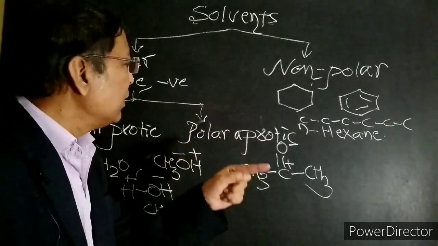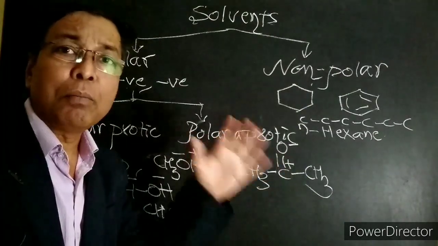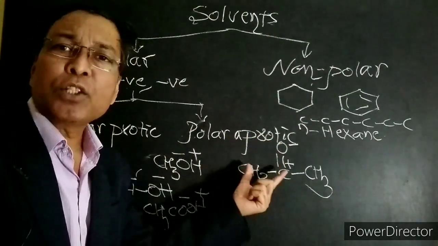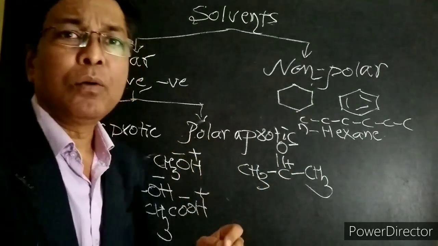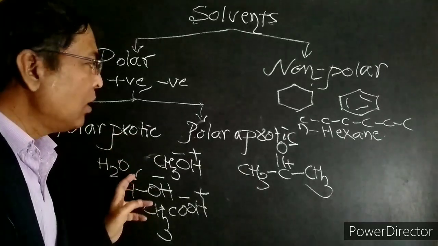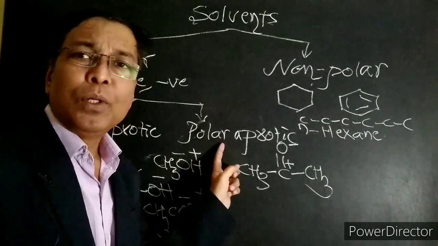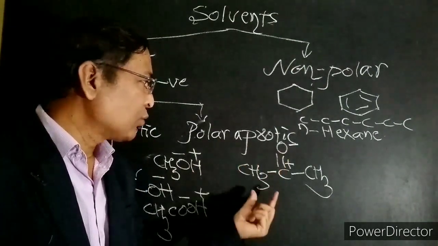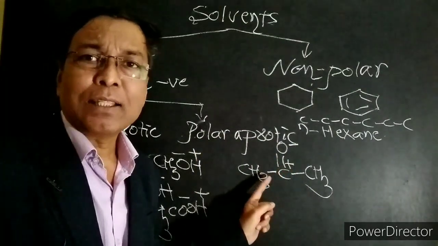And when the polar aprotic solvent is used in the reaction, that reaction must follow the SN2 reaction mechanism. So these are the hints, these are the tricks we should remember. Polar protic solvent, SN1 reaction. Polar aprotic solvent, SN2 reaction. We should know the list of polar aprotic solvents. That helps us to guess the reaction is an SN2 reaction.